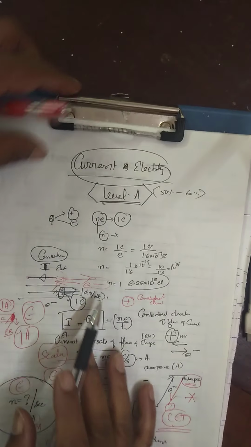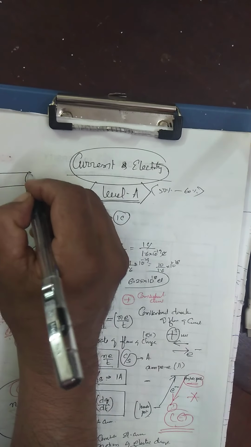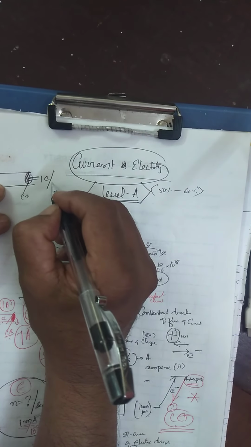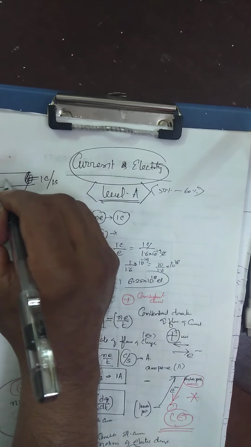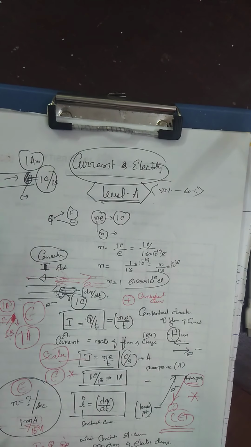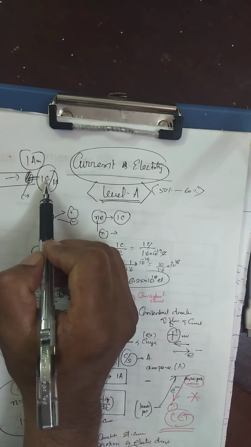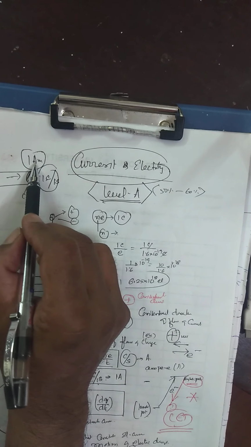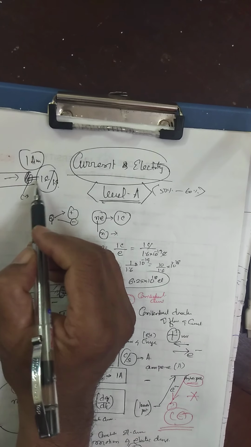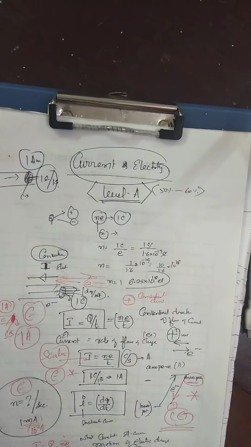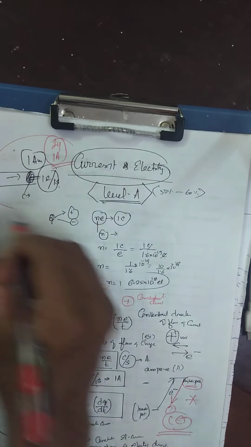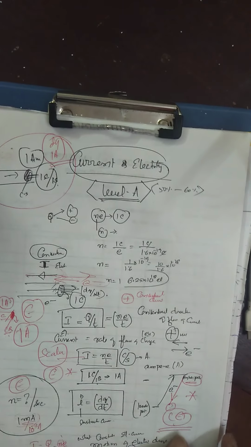Therefore, how to define 1 ampere? You take one cross section. If 1 coulomb of charge flows in 1 second through the conductor, then 1 ampere of current is flowing in the conductor. This is the definition of 1 ampere. You have to sit and write it in your own words, it is more important.